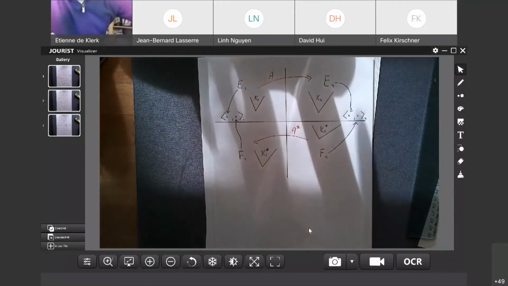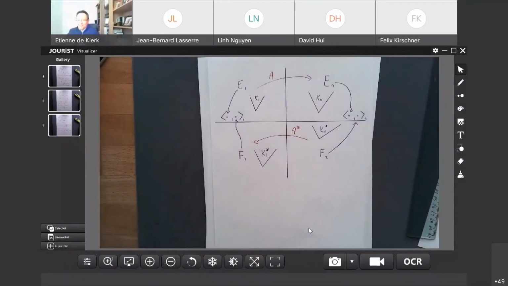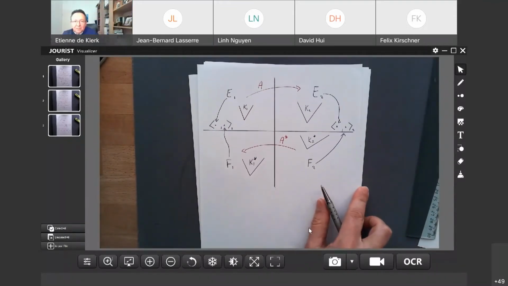Try to get rid of the. Yes, that looks better. So this is basically our setup.